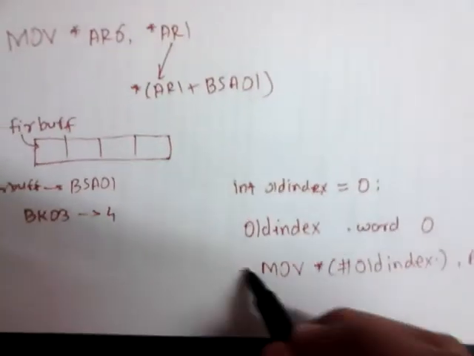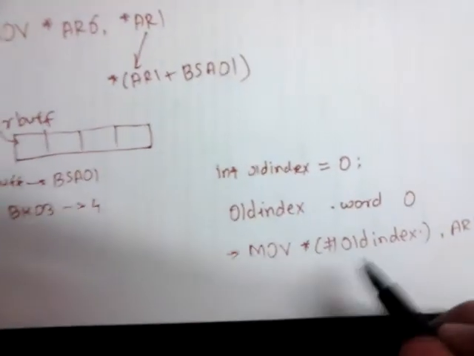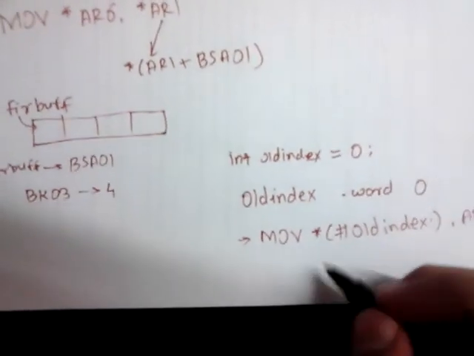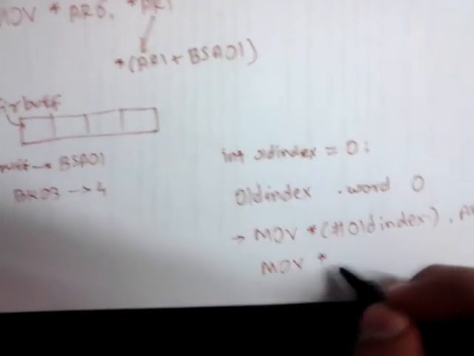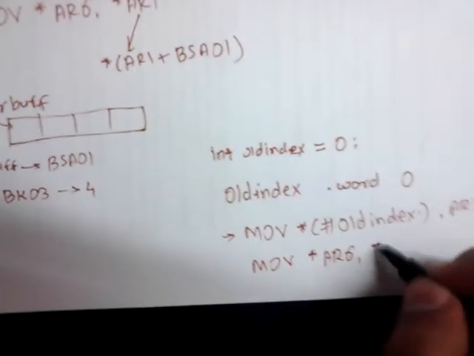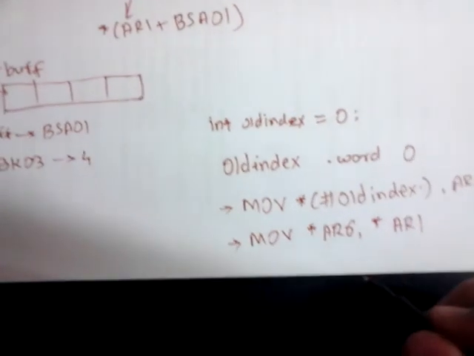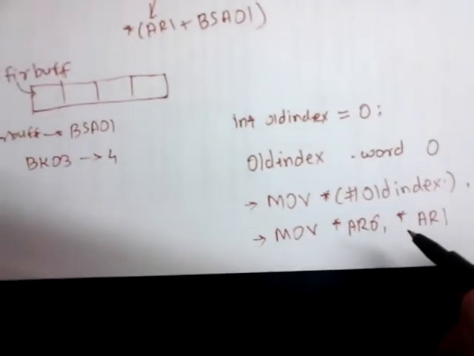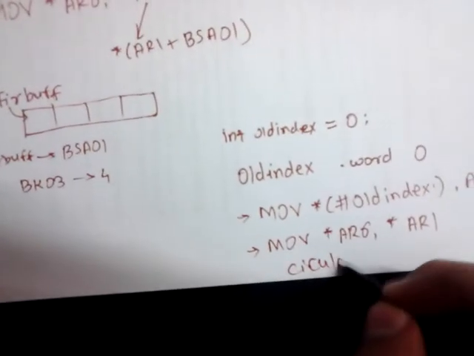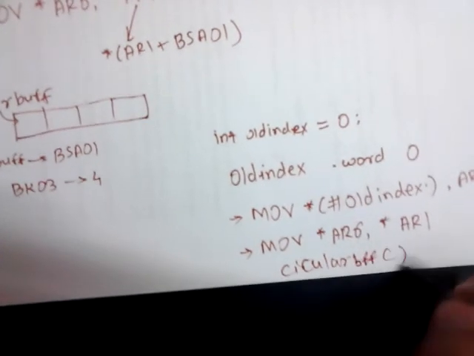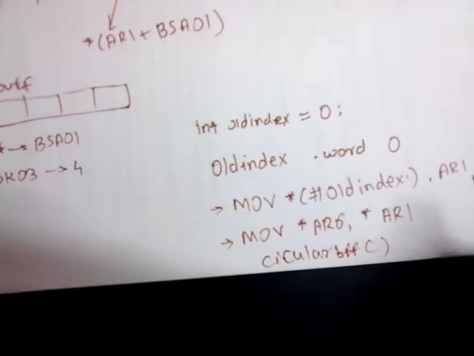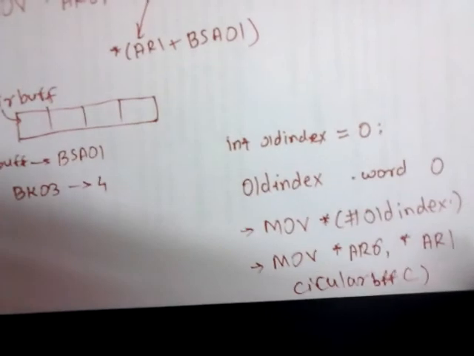And after you are done with this step, write input to circular buffer using move star of AR6 comma star of AR1. And after this step, store value of AR1 to old index so that value of old index remains intact in next call of circular buff function call, which is being called from main.c file. And finally implement mac operation.